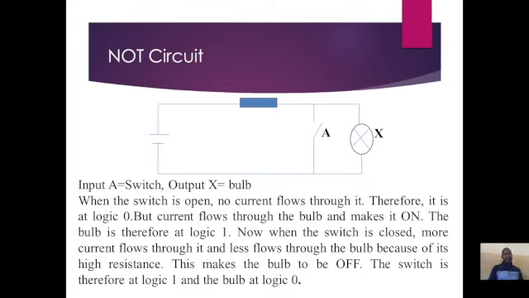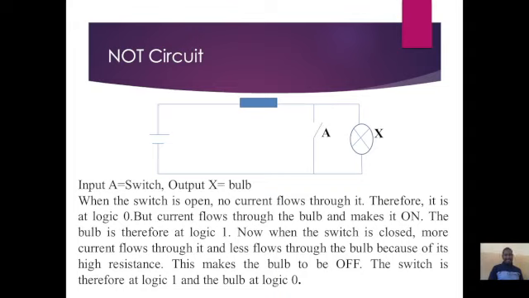Now we move from a NOT gate to a NOT circuit. How is a circuit represented? Look at that diagram. These are some of the things that you could have encountered when you were studying at secondary school. You had such things in physics. Now the same gate that we had, now this is a circuit. Look at X and A.